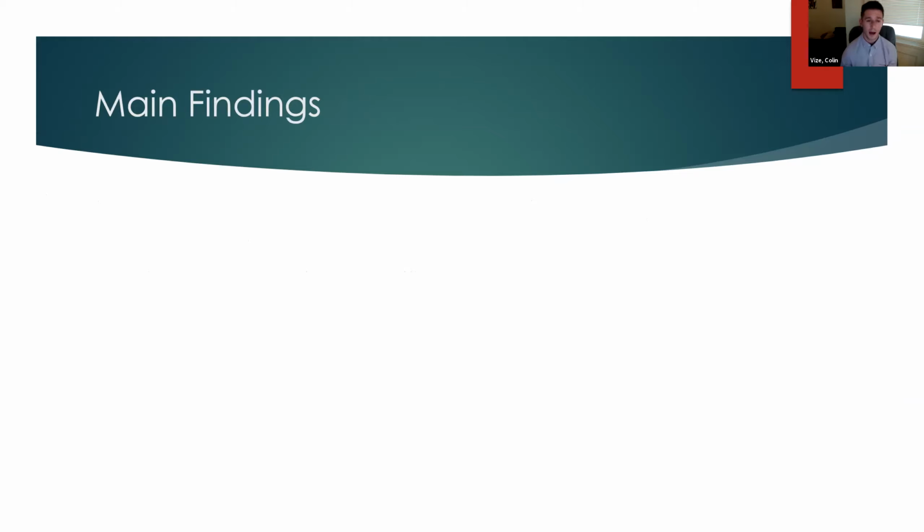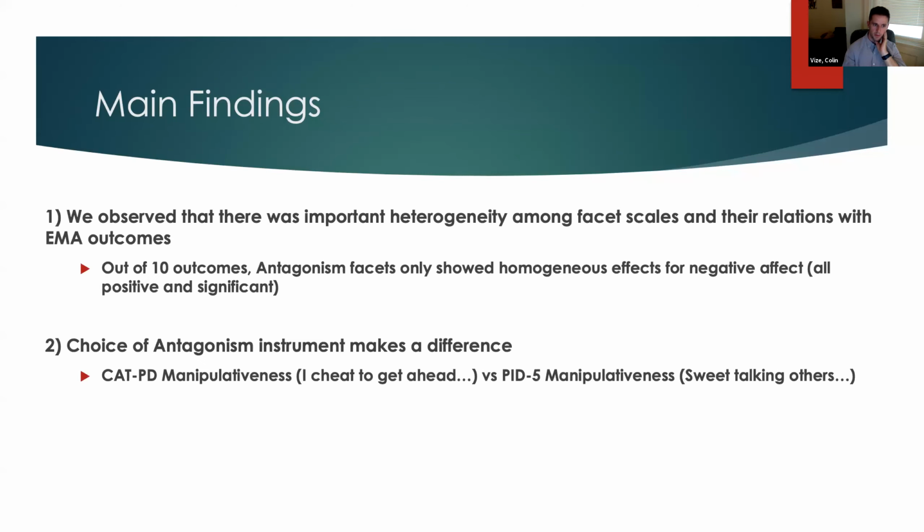So with 10 EMA outcomes and, I think, a total of 15 facet scales and then the 2 domain scales, there are tons of tables and figures and things like that. So it's really hard to condense that down. What I present here is just two of what I think are the main takeaways, two of the things that I hope people leave the paper with after having read it.